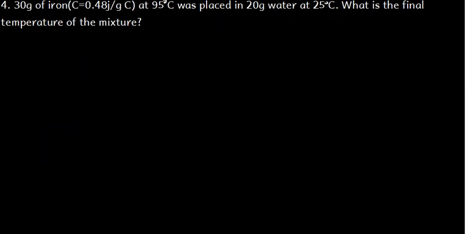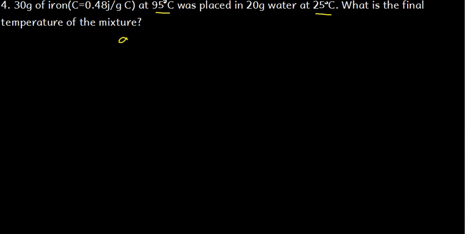Okay, another question given: 30 grams of iron at 95 degrees Celsius was placed in 20 grams of water at 25 degrees Celsius. What is the final temperature? So same here, notice that iron was first at 95 and then we pressed it in water at 25. So the iron is hot, the water is cold. That means the iron is going to lose some of its temperature to give to the water, and then they are going to have the same final temperature.